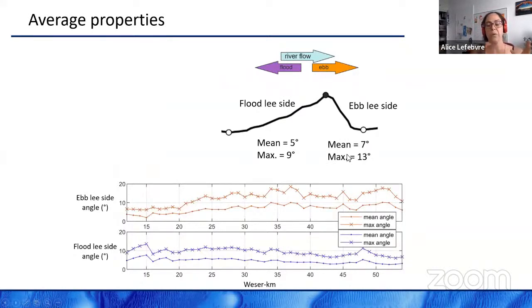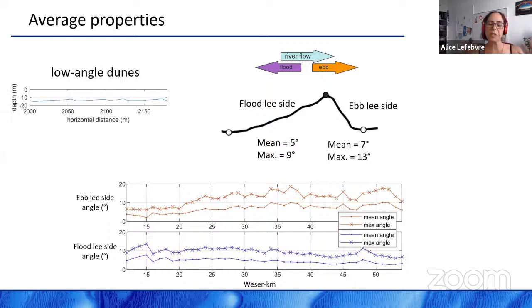So although I said that they're quite steep, even those steep bedforms have, on average, a very low angle. And even the average maximum angle is only 9 to 13 degrees. So all in all, we can say that we have here low angle dunes.